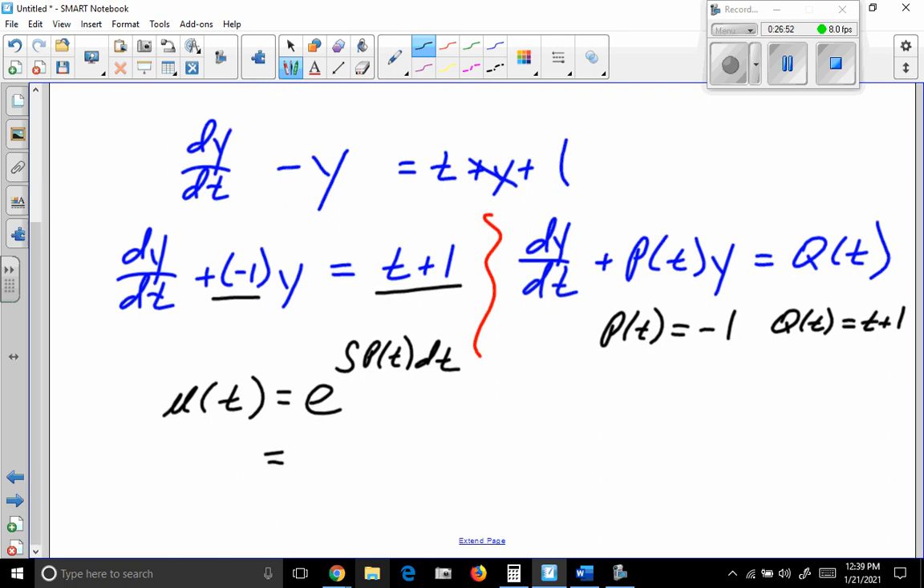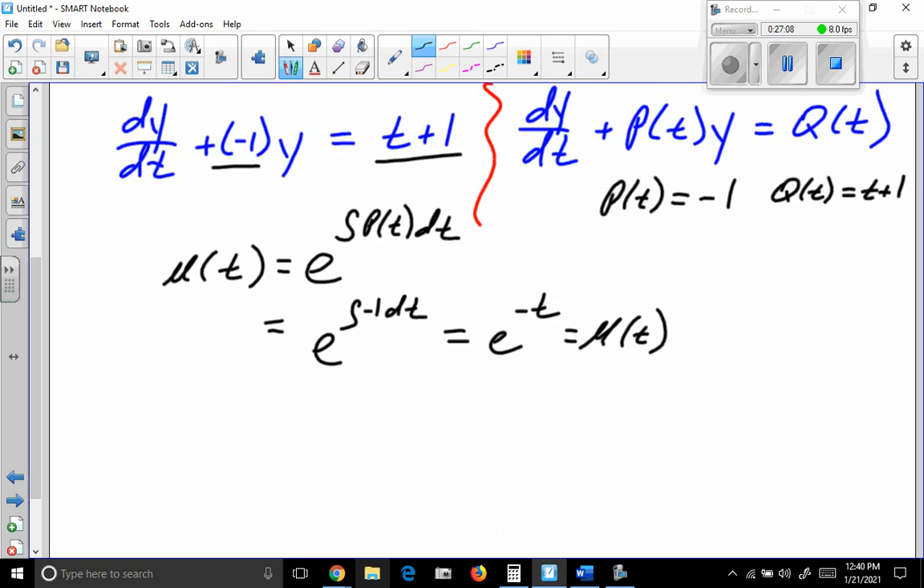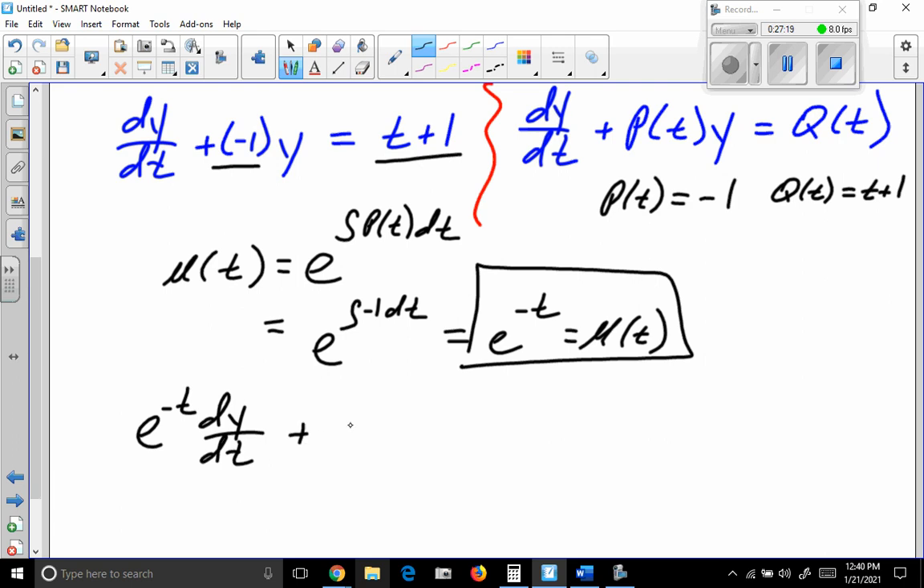So on the last problem we saw a p of negative 1. So mu becomes e to the negative t. So we're going to multiply every term through by our special integrating factor, which in this case is e to the negative t. So e to the negative t dy/dt plus negative 1 times e to the negative t times y equals e to the negative t times t plus 1.